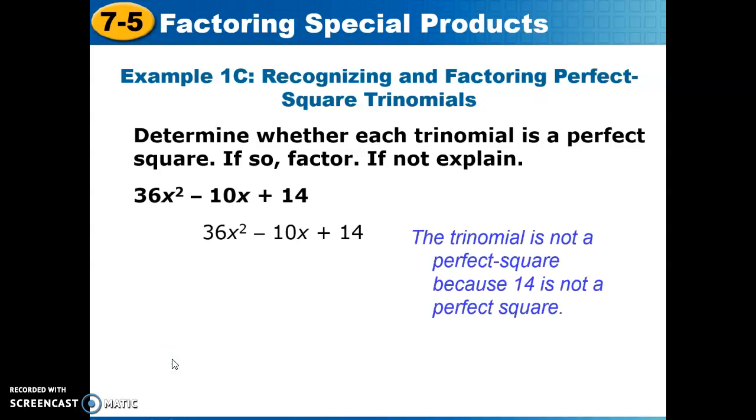Let's take a look at another situation here. This is not a perfect square, and you don't even have to do quite as much work here. We have 36x squared minus 10x plus 14. We don't have to do quite as much because look at 14. 14 is not a perfect square. So this is in no way, shape, or form a perfect square trinomial. You don't even have to mess with the middle term because that 14 is not a perfect square.